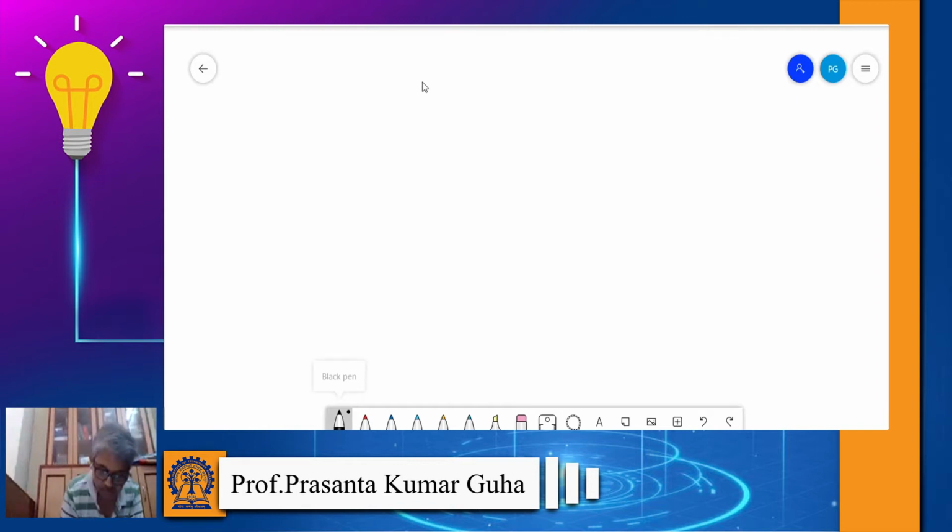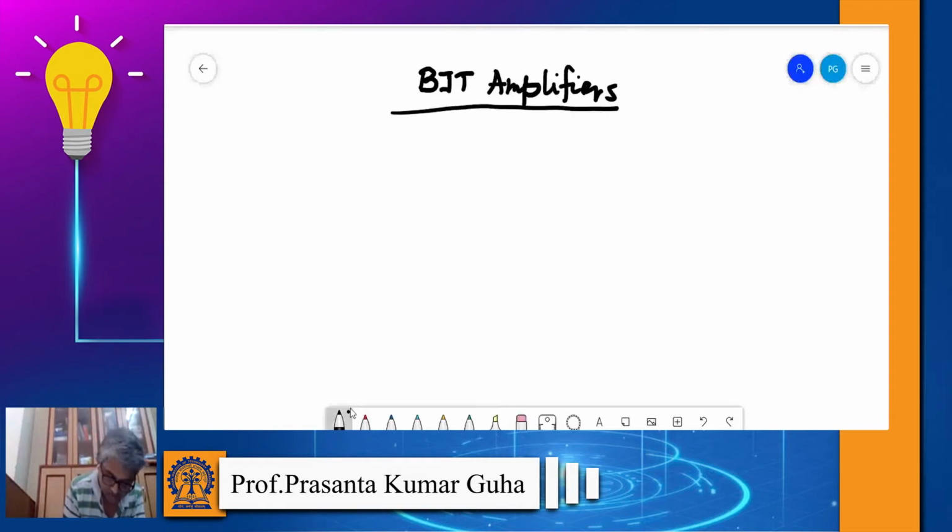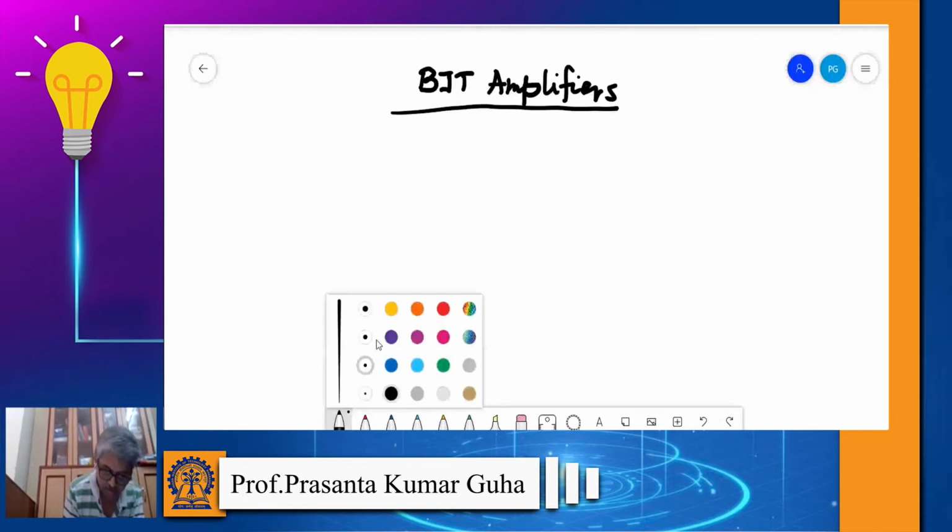So we have been discussing BJT amplifiers. A couple of things we have discussed in the last class. Let me recapitulate the properties of an amplifier.